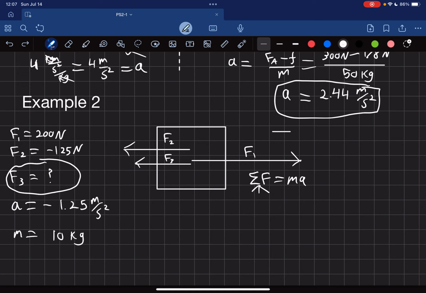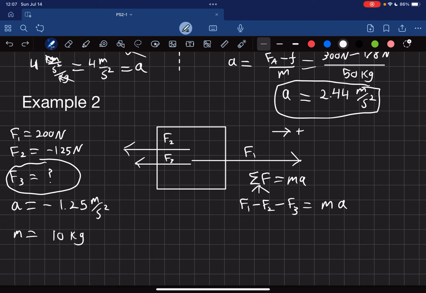Another step we haven't done yet, but we should do, is declare what direction is positive. We're going to go with the convention of to the right is positive. So let's start with force 1. I like to start with the positive force, because if you start with a negative force, you have to put a negative in front of it. We'll start with the positive force, force 1. And then the other two forces are going in the opposite direction, so we're going to write minus F2 minus F3. And that equals the mass of the object times its acceleration.